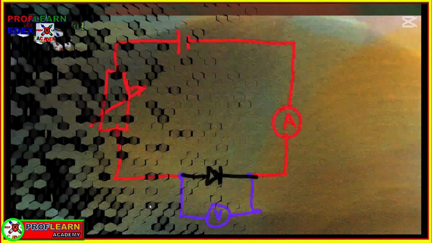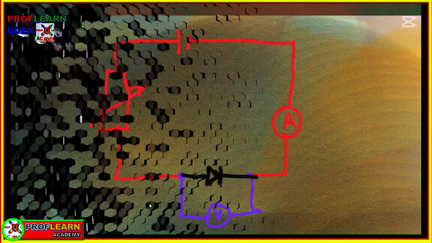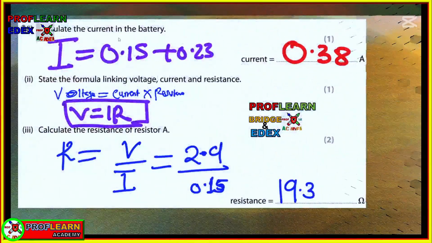The next question is for us to write the equation connecting voltage, current, and resistance. This is Ohm's law, and that is the equation V equals IR.